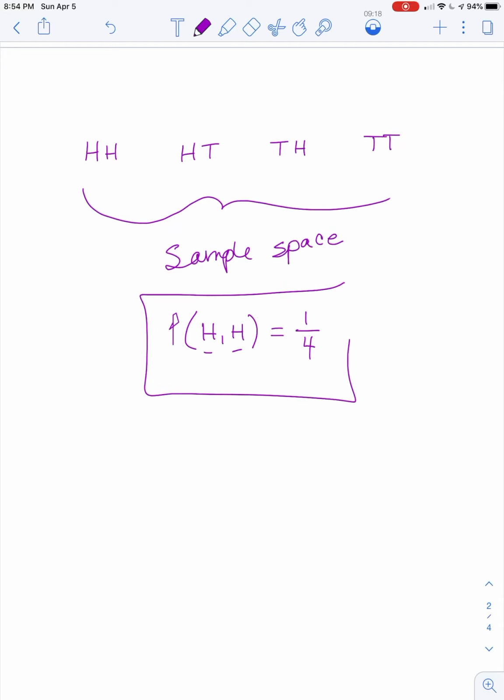And that would be the answer to that problem. The probability of heads is 1 in 4. Okay, now why is this called an independent event? It's called that because the outcome of the first event does not affect the outcome of the second event. Think about it.